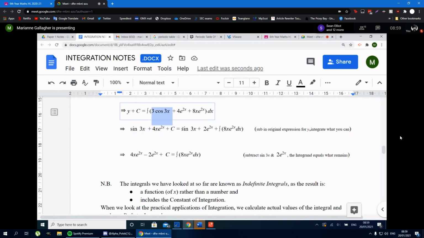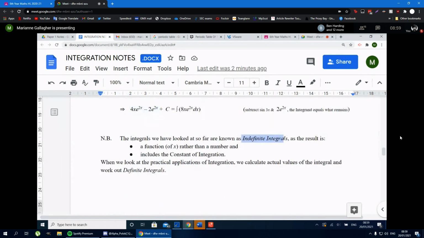So y, I'm putting back in what I started with for y is this. 3 cos 3x becomes sine 3x. This becomes 2e to the x, and then this I can't do. So then to figure that out, it's just the 2 on the left minus the 2 on the right, and then the constant of integration. Okay, and the sine 3x, you see that cancel, and then you're just left with this here. Yep. And they're all indefinite integrals. So that's just practicing how to integrate.